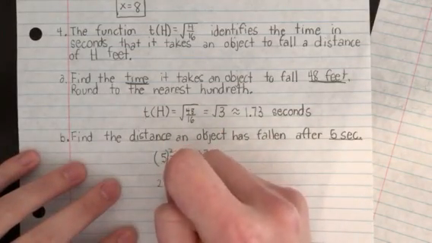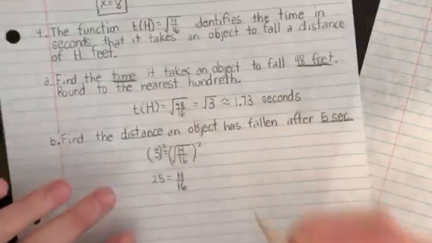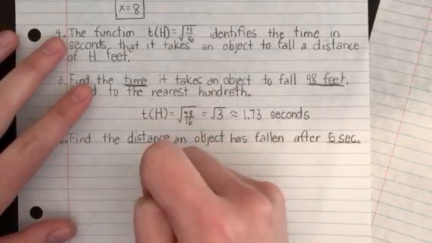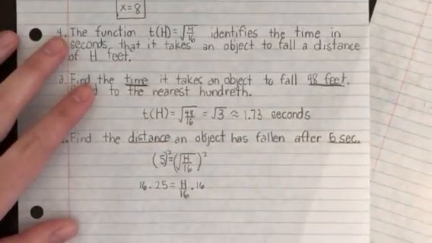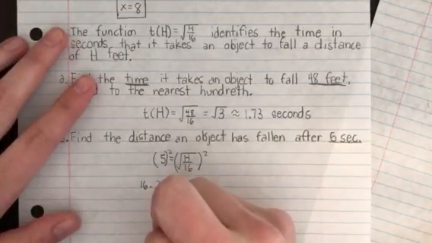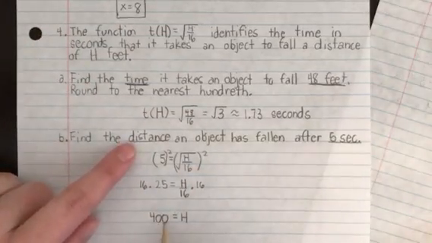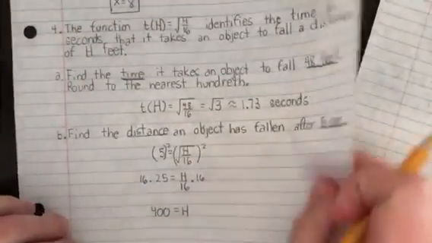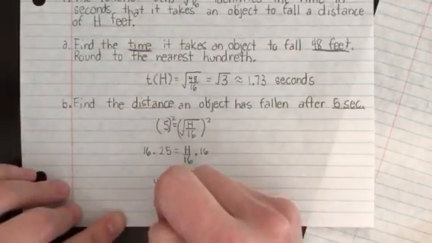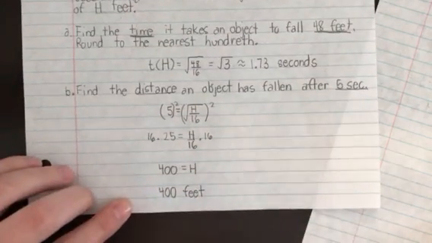We get 25 equals h divided by 16. Then to get h completely by itself, multiply each side by 16. 16 times 25 is 400, so 400 equals h. But what units do I use? Distance in h is feet. So 400 feet is how far the object has fallen after 5 seconds.